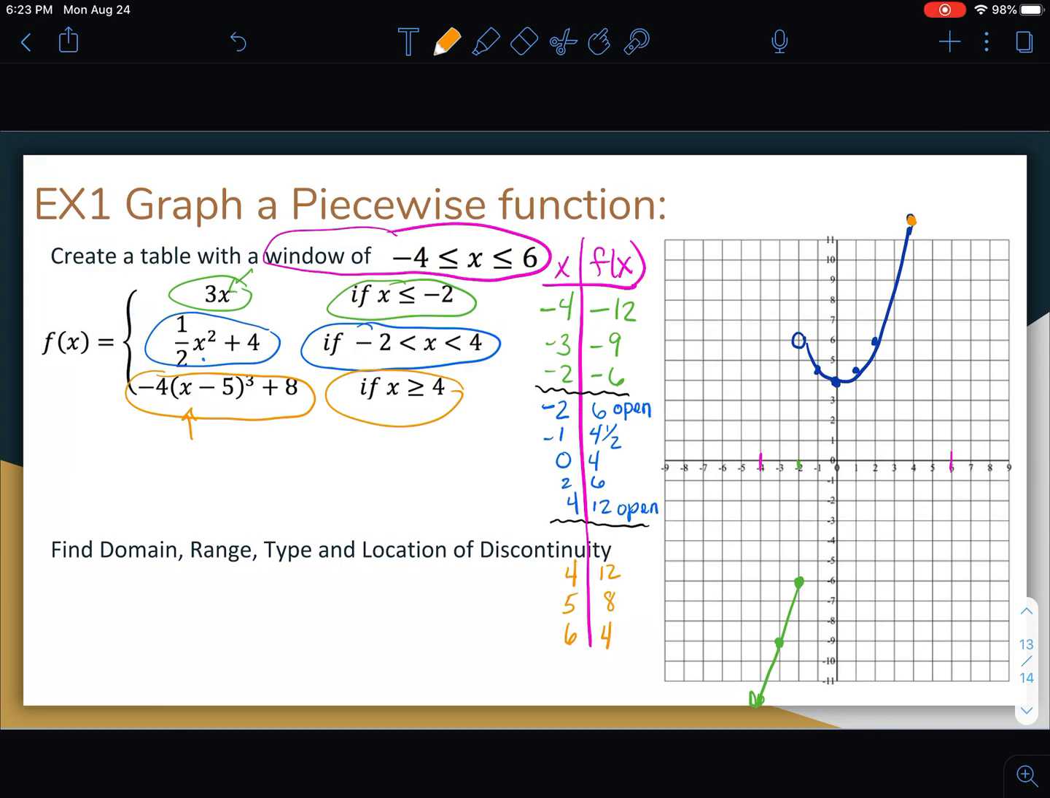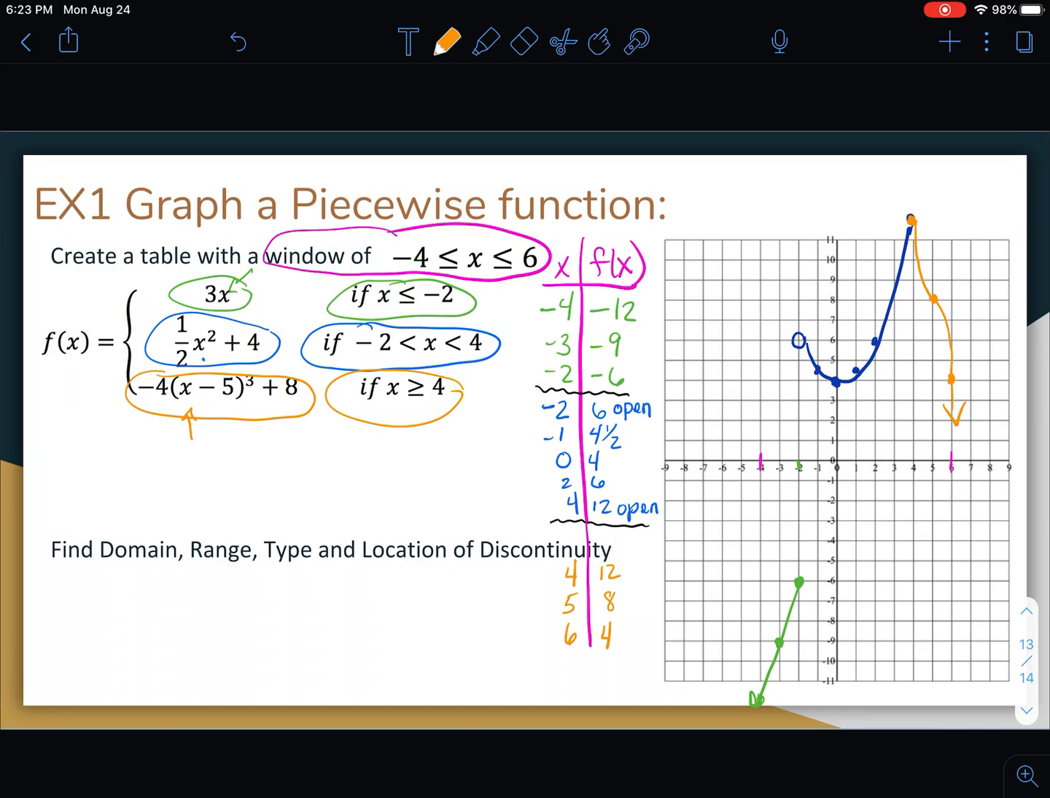Then we're here at 5, 8. And we're here at 6, 4. So in this case, 5, 8 is the anchor point, if you will. And so this is going to look something like this, and it's going to keep on going. It's negative out in the front, which means it's reflected with that -4. And so we have that cubic that continues on to -infinity.